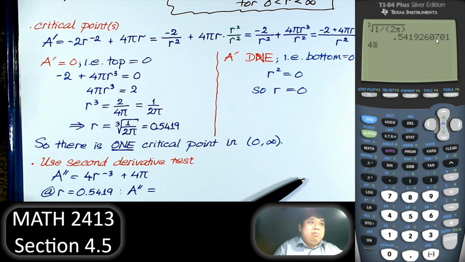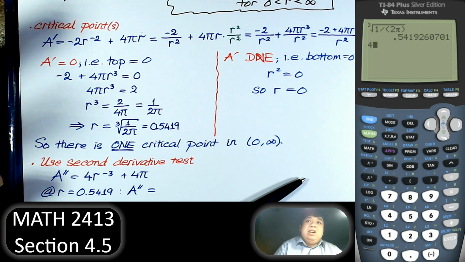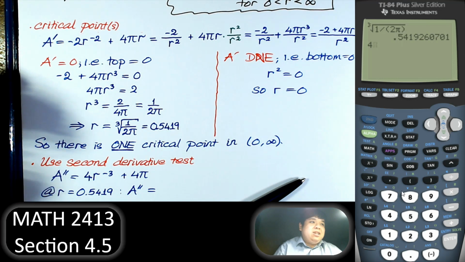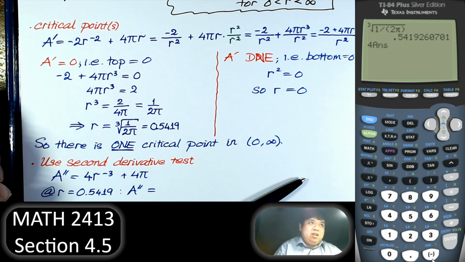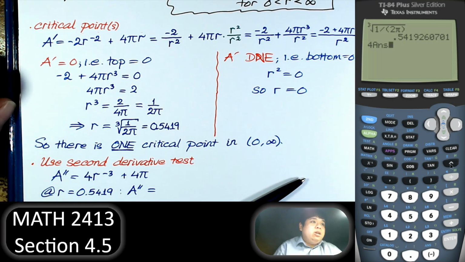If you want to use that number, you can just highlight, copy and paste. But a better way is to use the second, the negative sign. The answer will be whatever the last answer we have. So we're going to do that to the -3 plus 4 pi. And what we have is that number.